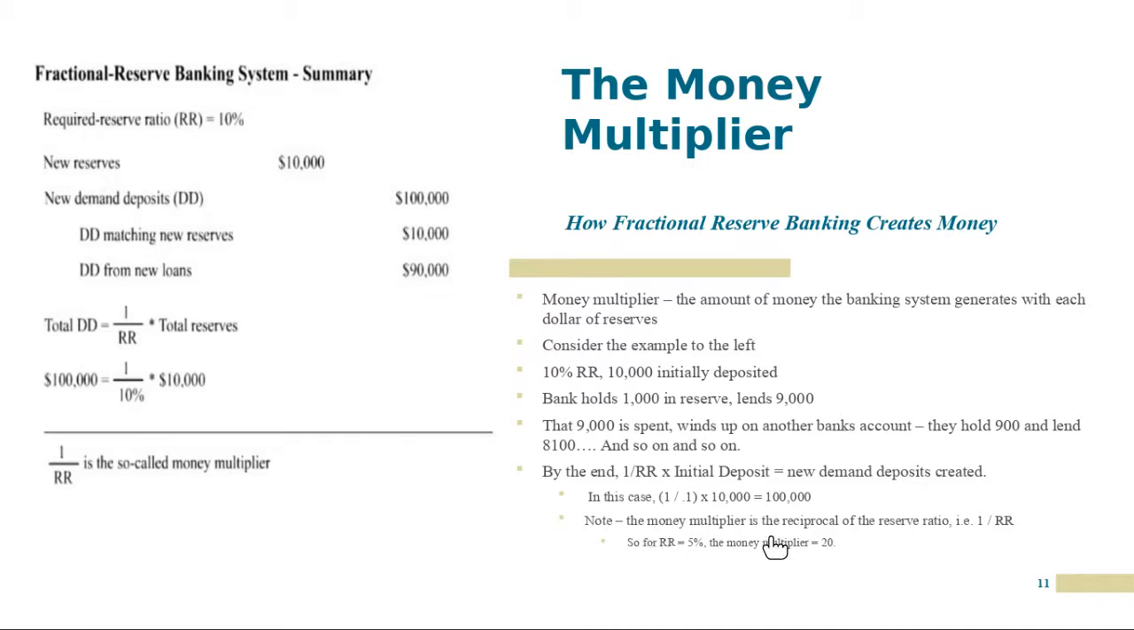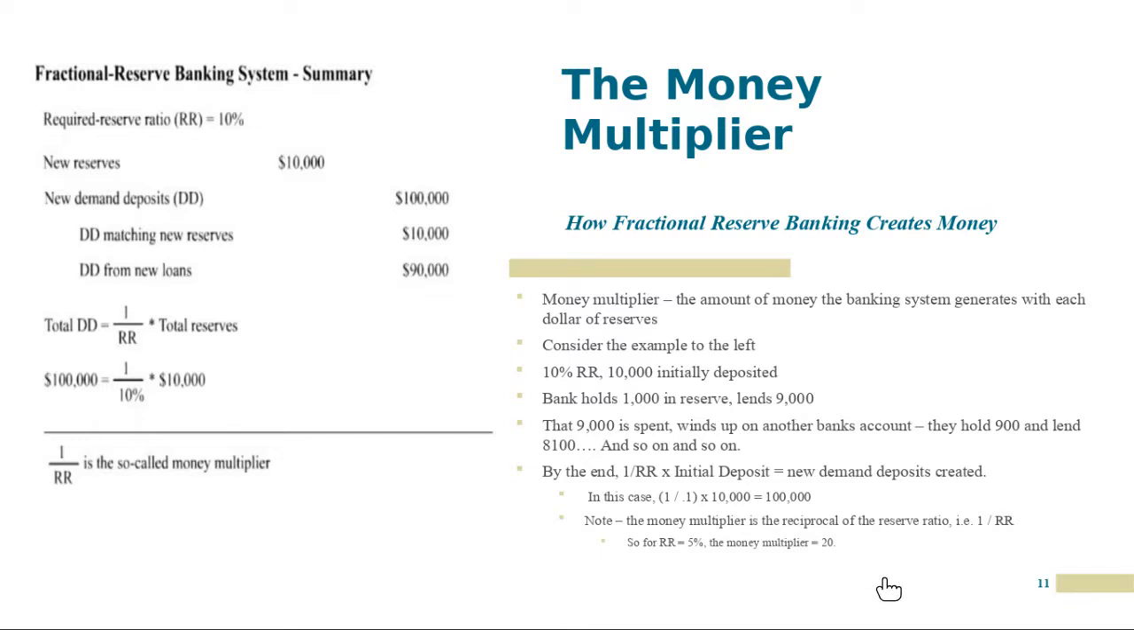So note, the money multiplier is the reciprocal of the reserve ratio, i.e., it's 1 over the reserve ratio. So if we change this reserve ratio to 5%, this money multiplier becomes 1 over 0.05, which equals 20. 20 times $10,000 would mean we get $200,000.